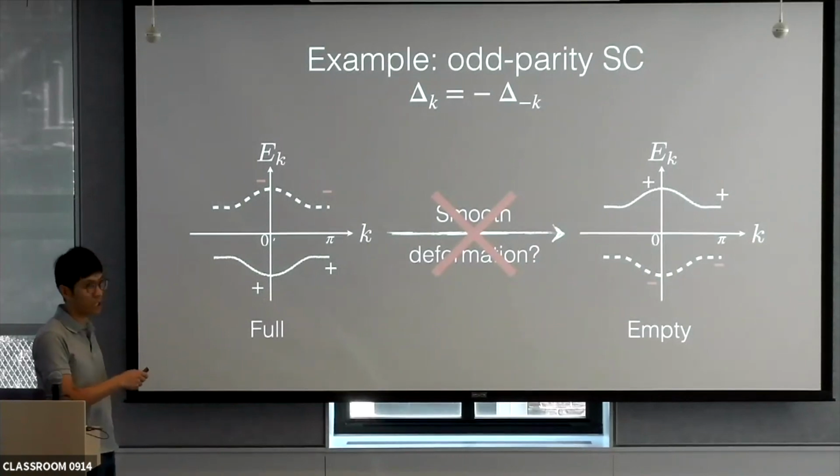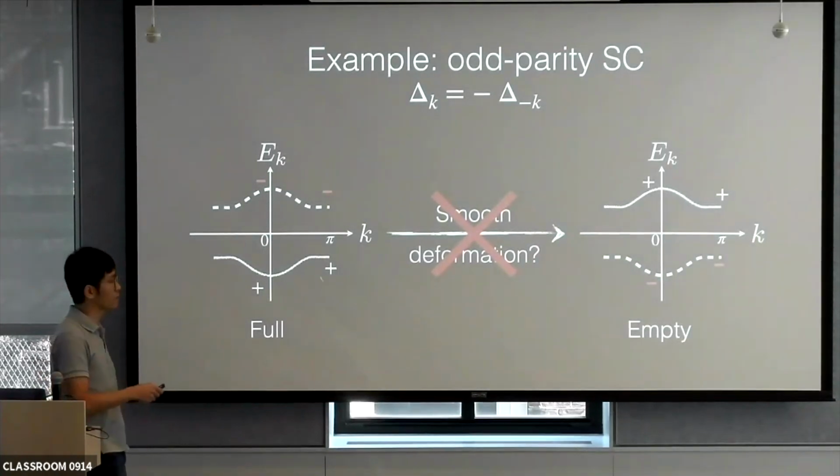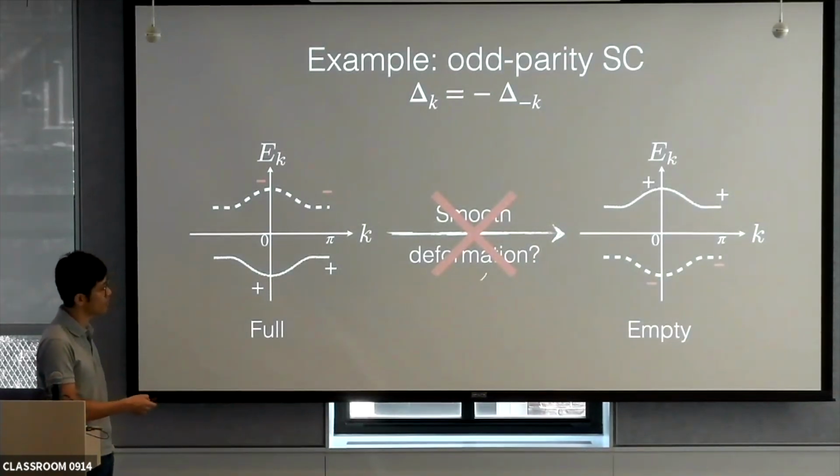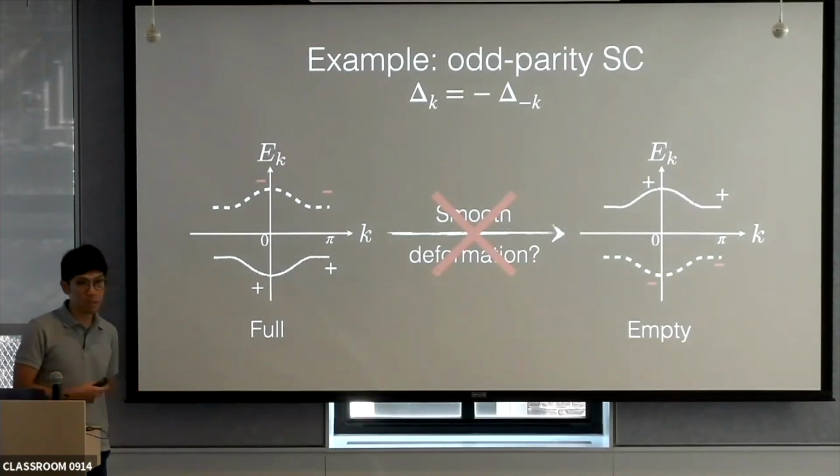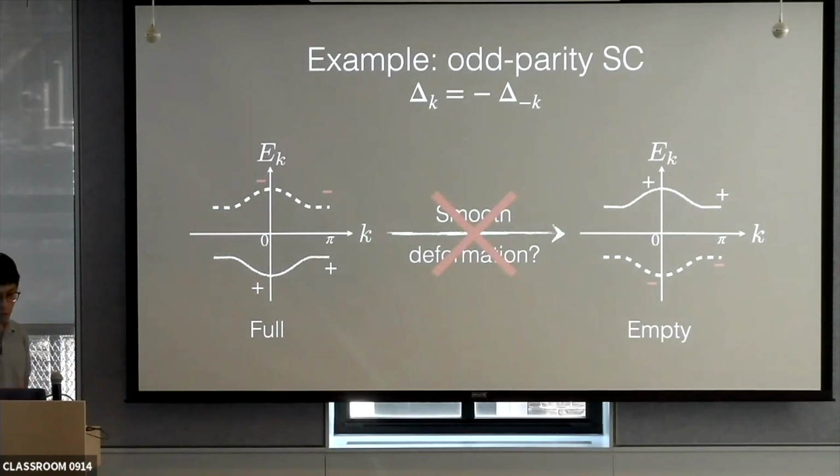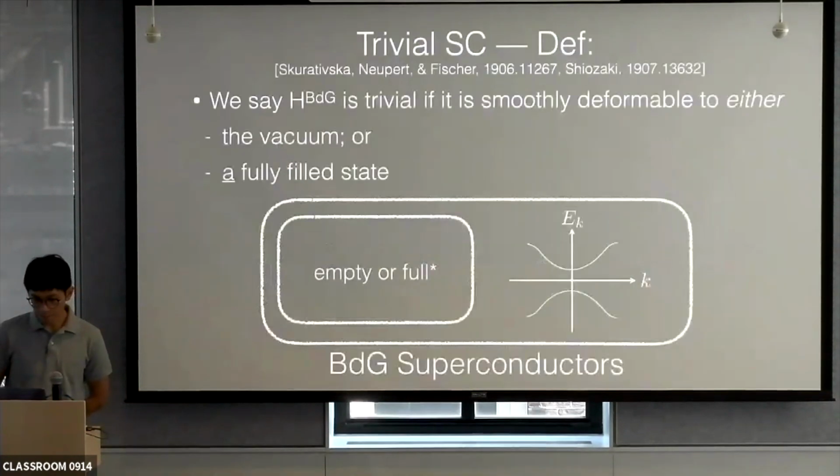So when they touch, they actually cross each other. So basically, you must get a gapless space, or you must get some gapless form when you try to deform from left to right. So this is one example in which, just because of the presence of spatial symmetries, you realize that the full state and the empty state are no longer smoothly connected in general.